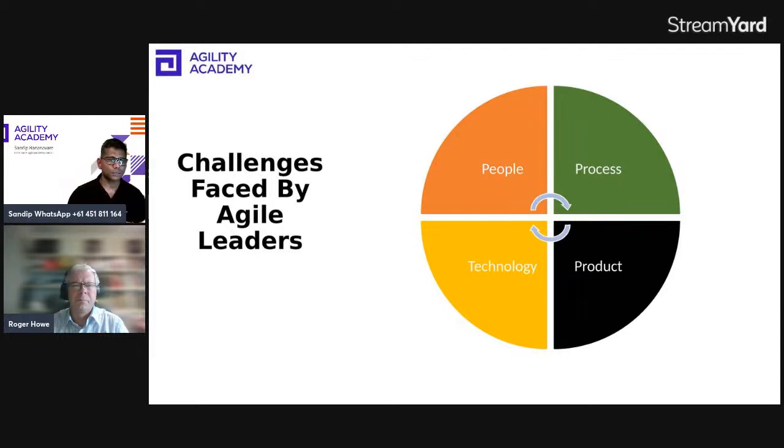The third one is product. If you're an agile leader, you need to understand what your currency of delivery is. Are we satisfying our customer needs through a product, through a service, or through a solution? Who is our customer? And how can we delight them by delivering that increment of value in terms of products, solutions, or services as soon as possible, incrementally? And the last one is technology.